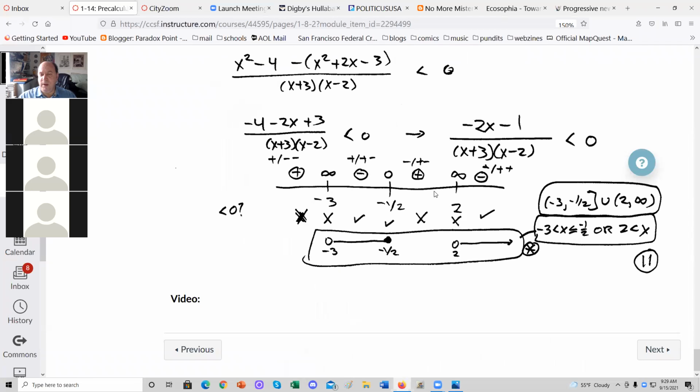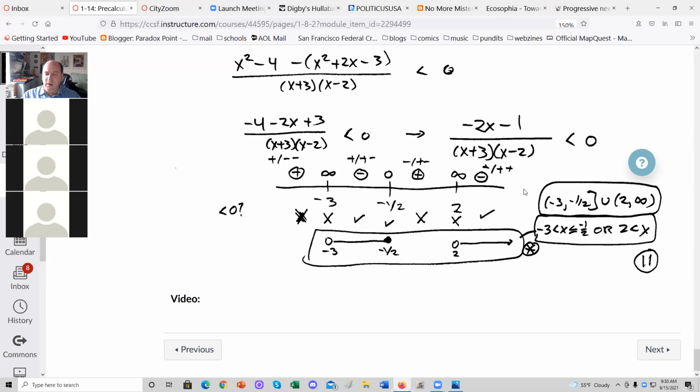Okay, in the sign graph, the expression is infinite when x is -3. It's infinite when x is 2, and it's 0 when x is -1/2. Above 2, it's minus over plus times plus, which is minus. Between -1/2 and 2, it'll be minus over plus times minus, which is plus. Between -3 and -1/2, it's plus over plus times minus, which is minus. And below -3, it's plus over minus times minus, which is plus.